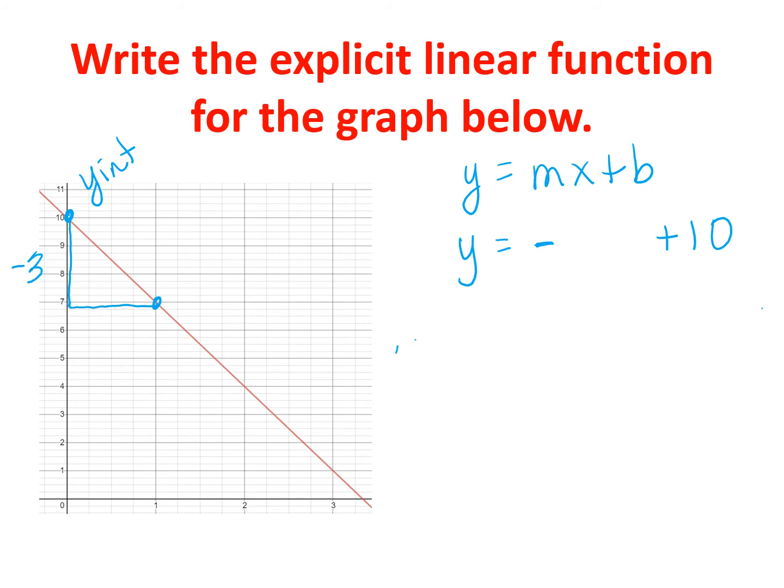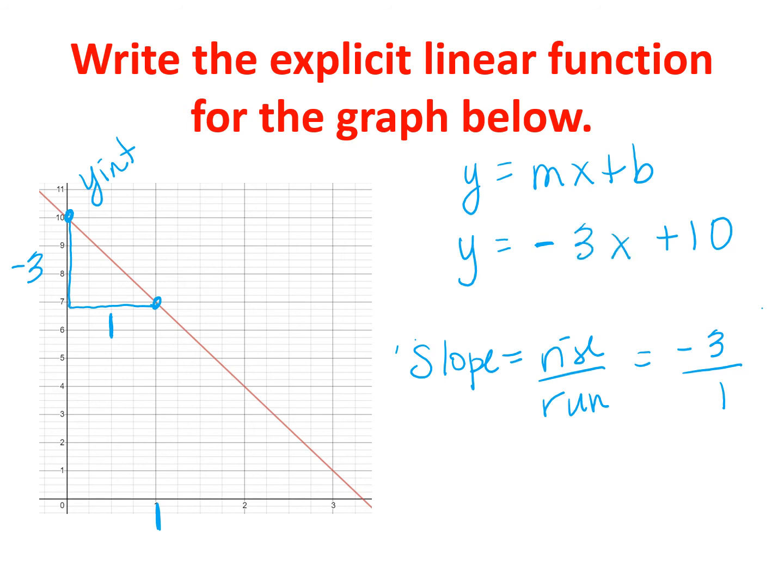And then we're running, and you might think you need to count those little blocks, but if you look down here, notice that's a 1. So my slope, my rise over my run, is a -3 over 1. So -3x plus 10. Again, I could use point slope for this, but this one you can already see the y-intercept and the slope is very easy to calculate, so I just went with slope-intercept form.